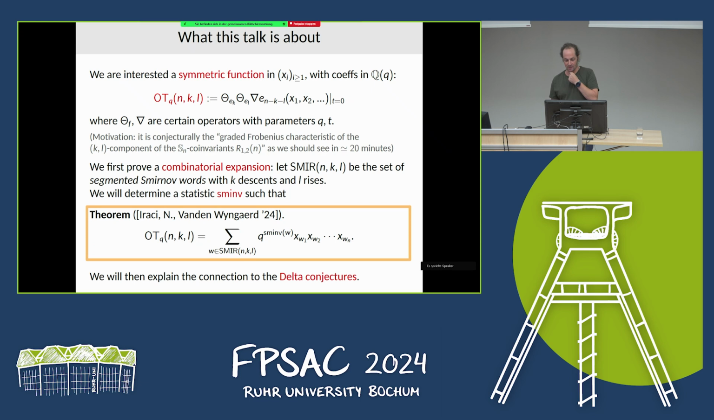And then, as I said, in the second part, I'll explain where the symmetric function comes from and this whole story about the delta conjectures and the different covariance spaces. But for the first part, it is supposed to be easy enough, just combinatorics, and we try to prove this theorem, admitting some stuff about the symmetric functions. Okay.